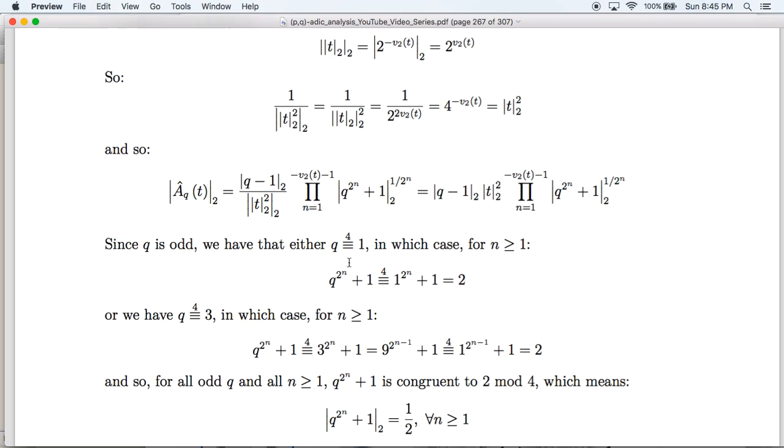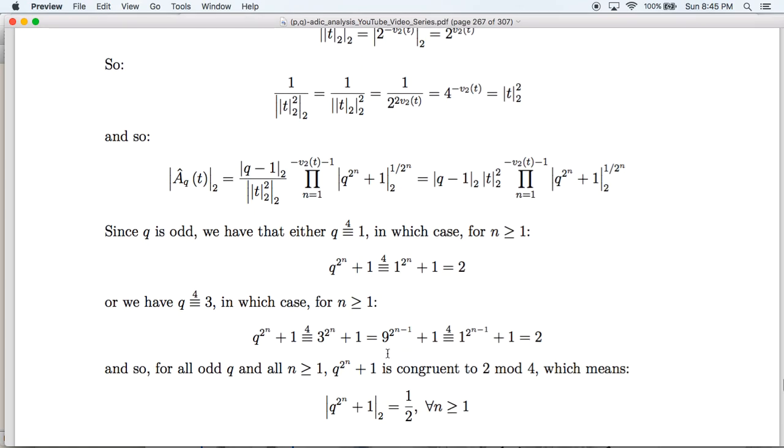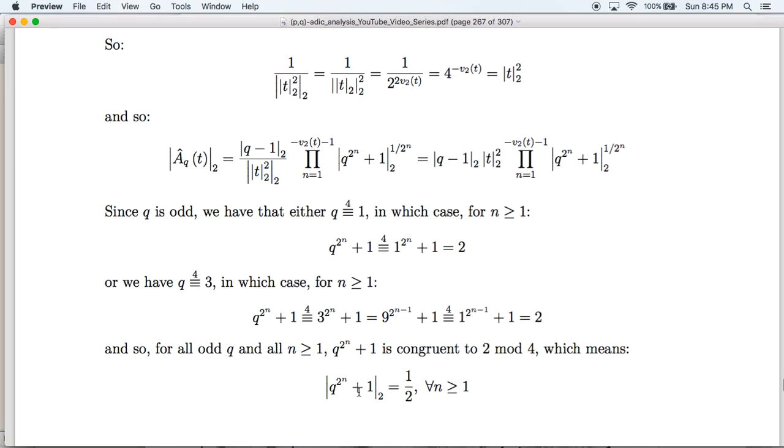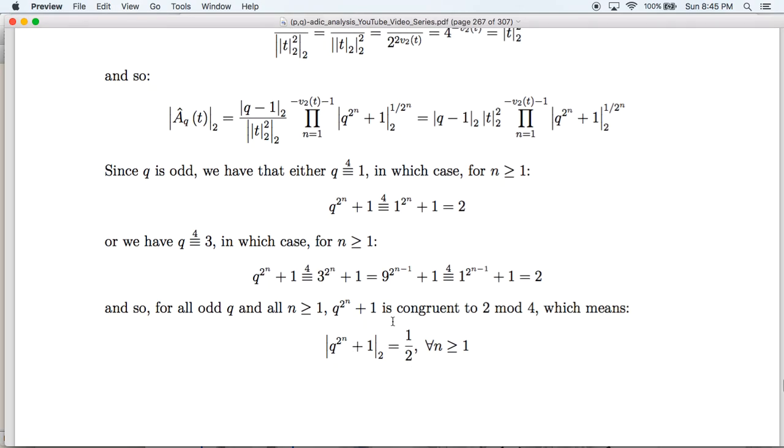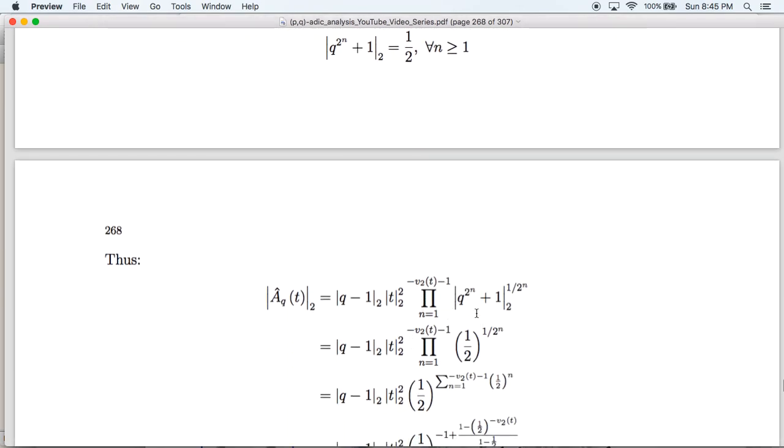So for all odd primes Q, Q to the 2^n plus 1 will always be congruent to 2 mod 4 if n is greater than or equal to 1. So that means that this can never be more than a singly even number, and so it's always going to have a 2-adic absolute value of 1/2. And so this then becomes 1/2.